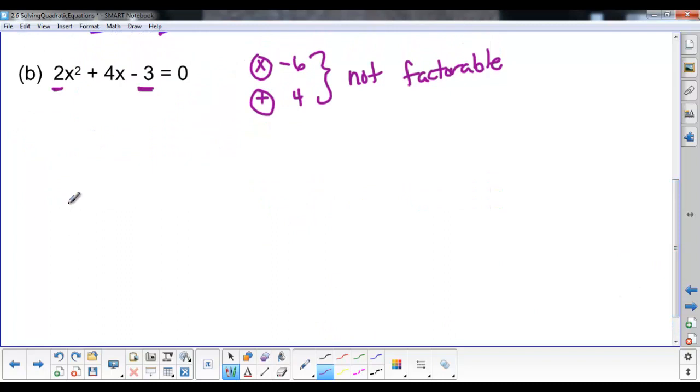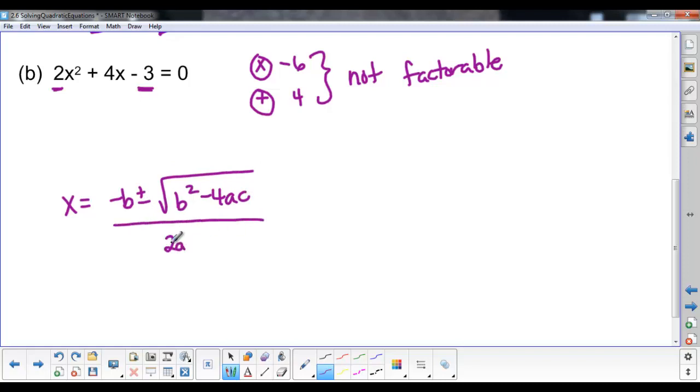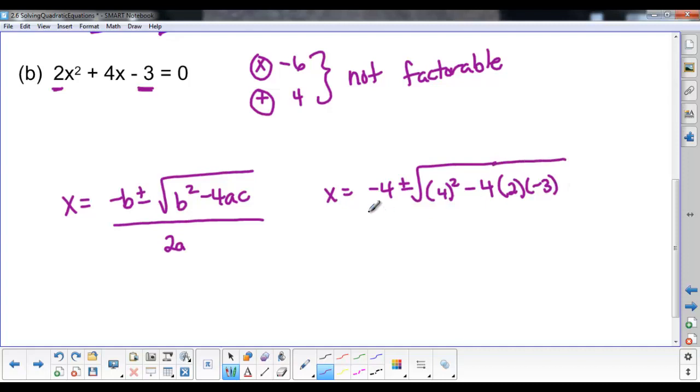So what we're going to do is implement the quadratic formula. So again, just to remind you, the formula is negative b plus or minus the square root of b squared minus 4ac, all divided by 2a. So when I'm filling this out, it should look like negative b plus or minus the square root of 4 squared minus 4 times a times c, all divided by 2 times a.